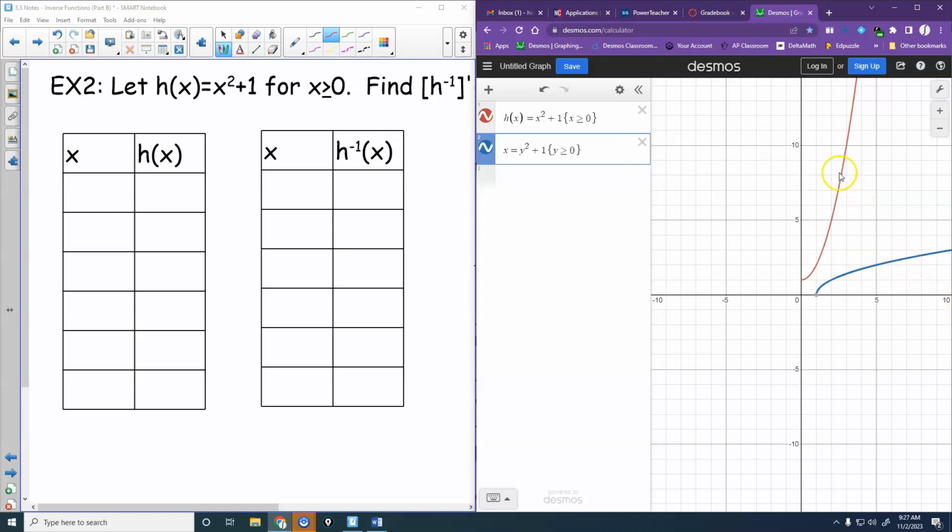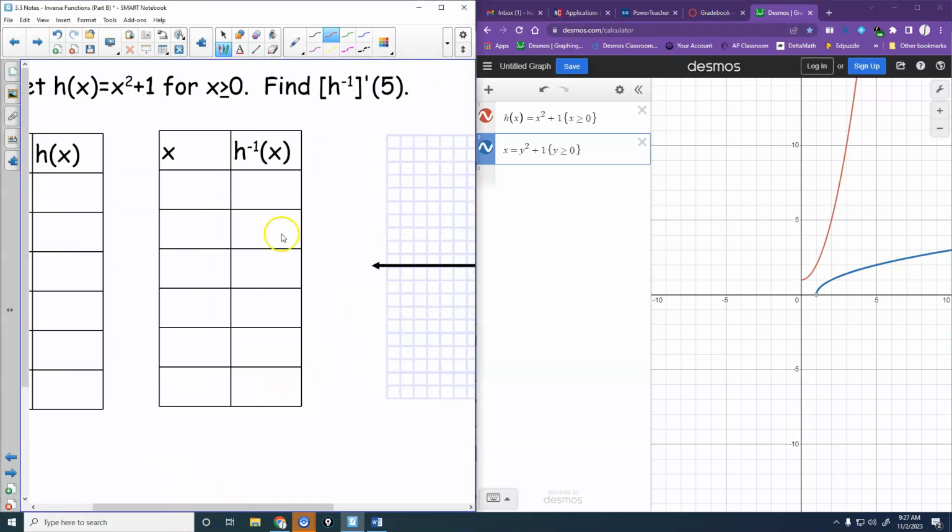So the red graph is the original, the blue graph is the inverse. So they are asking us for the derivative at 5. Okay, so right here at 5, we've got the point 5, 2 on our inverse, right? What would be the corresponding point on the original? 2, 5, right? Okay, so 2, 5.